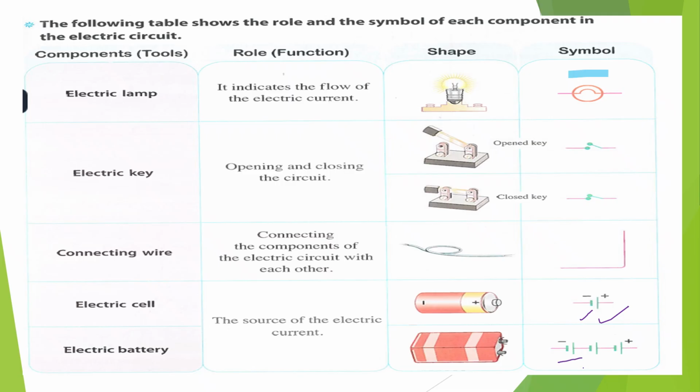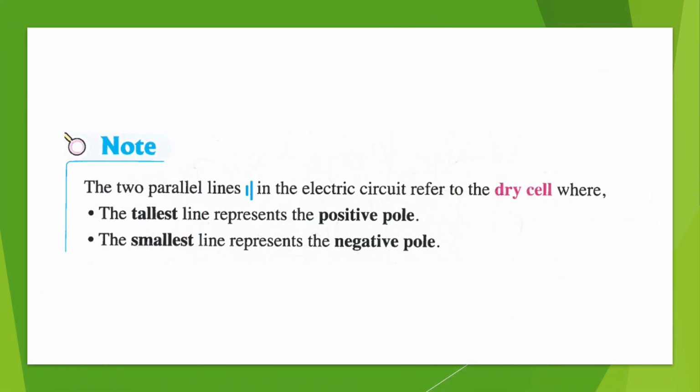And here we have another electric source containing more than one battery. One of the most important notes here: the two parallel lines in the electric circuit represent the battery or the dry cell. The tallest line is for the positive pole. The shortest line is for the negative pole of the battery.